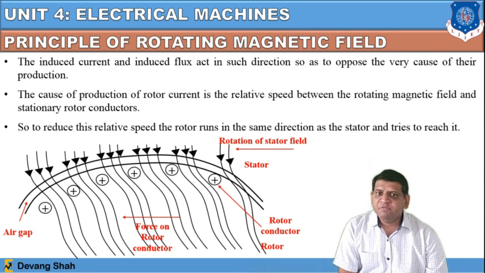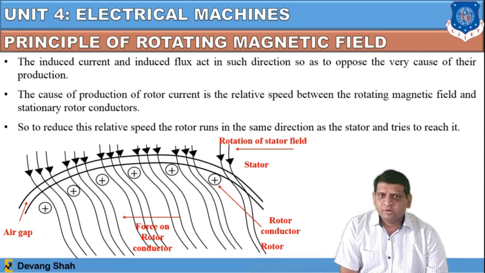In the three-phase induction motor, always remember that the synchronous speed ns is always greater than the speed of the rotor. The speed of the rotating magnetic field is always greater than the speed of the rotor.